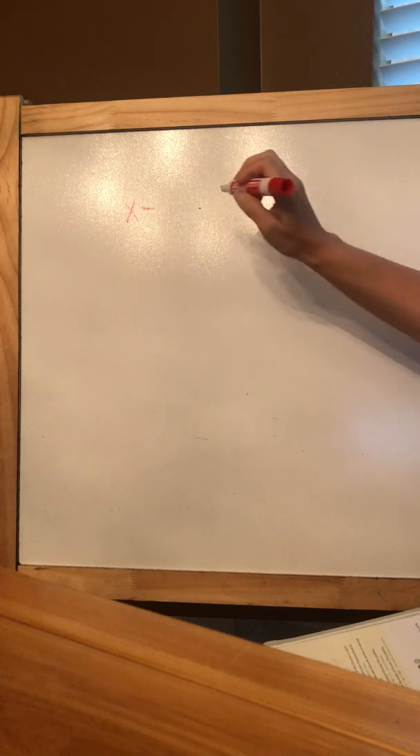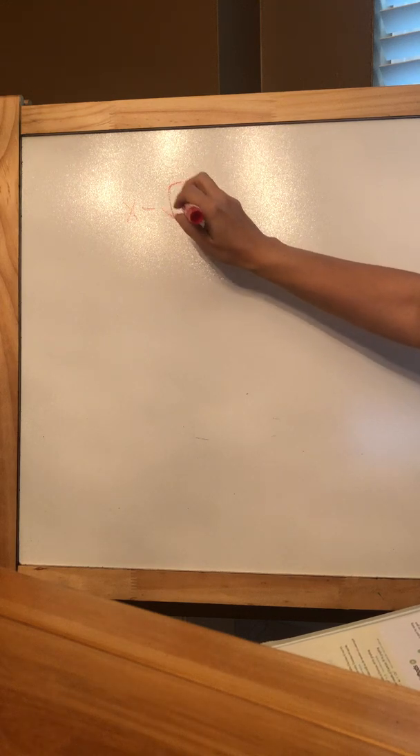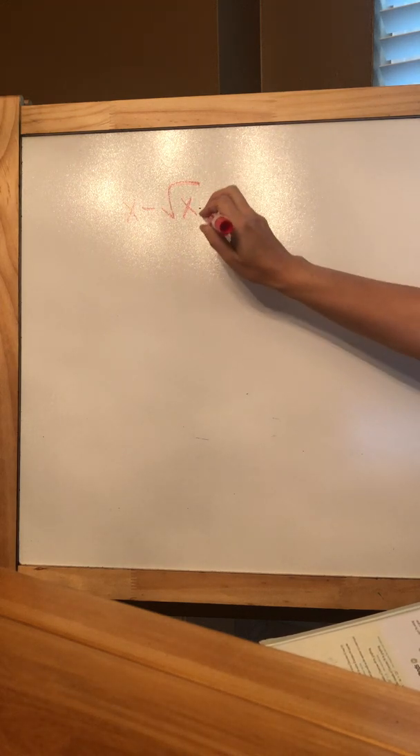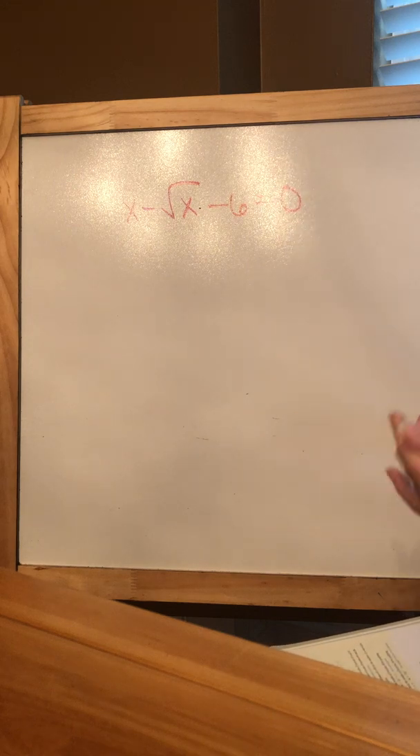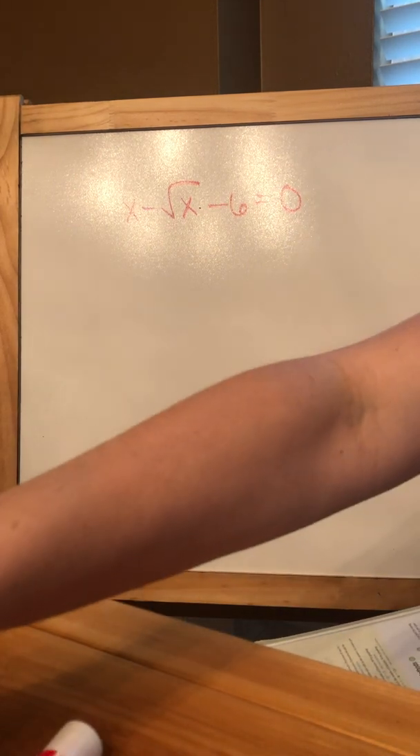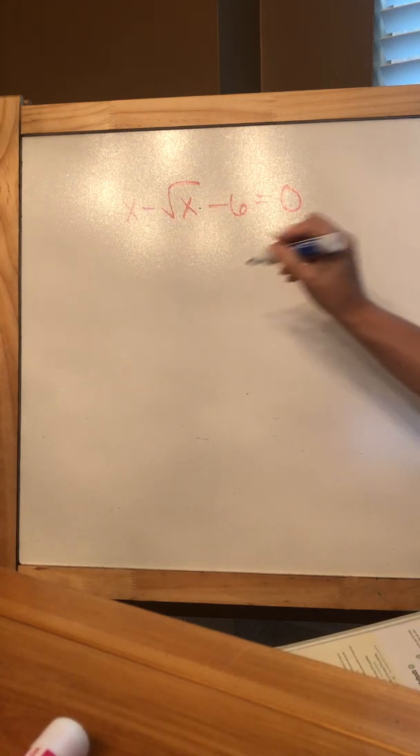Okay, so this is just solving using quadratic methods for different types of equations. So let's say we have x minus the square root of x minus 6 equals 0. So this is a quadratic equation that you can solve. First, we're going to change it up a little bit to make it easier for us to solve.